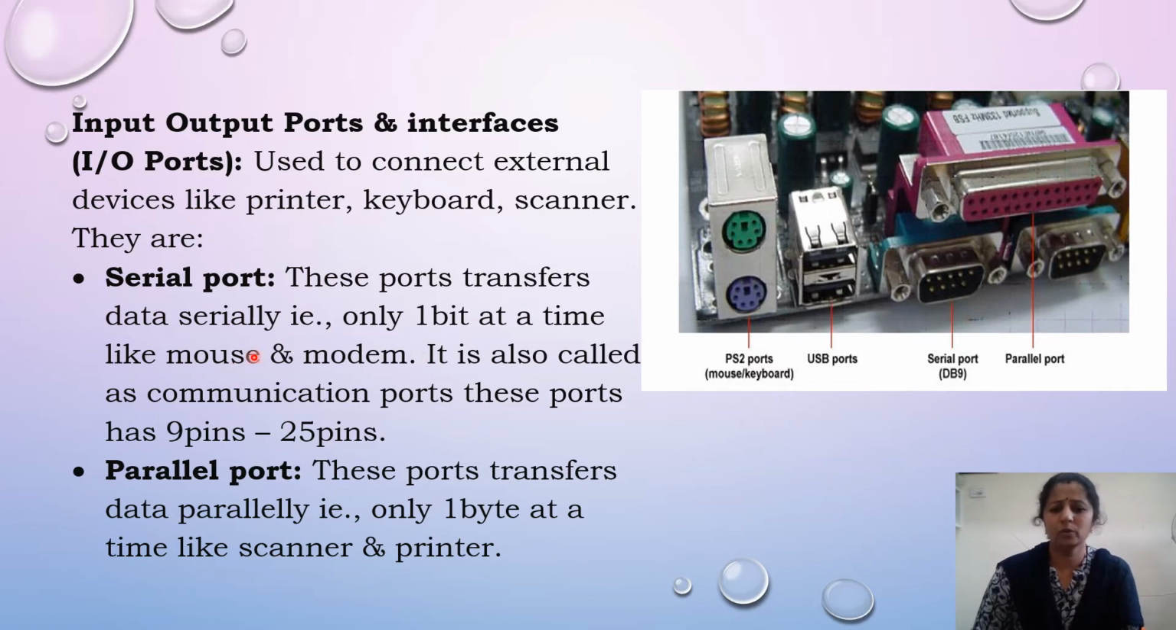So that is your mouse and modem and your keyboard. At a time only 1 keystroke can be sent. At a time only 1 mouse click is possible. It means a click means the data will be transferred. That is your serial port. That will be connected to your 9 to 25 pins. For communication between input devices and output devices, we need your serial port.